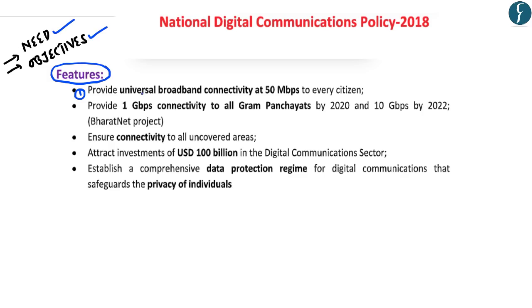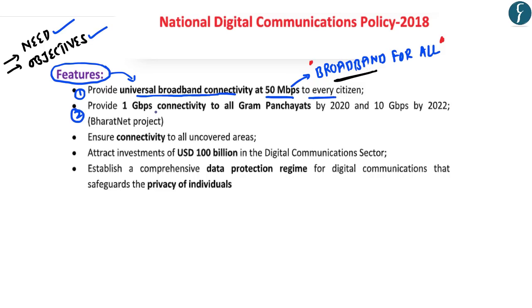Now, as we have discussed, this particular policy intends to provide for universal broadband connectivity at 50 Mbps to all the citizens. Now, this is as per its goal of having broadband connectivity for all the citizens in India. The second feature of this policy is it intends to provide for 1 Gbps connectivity for all the Gram Panchayats in India by the end of 2022.